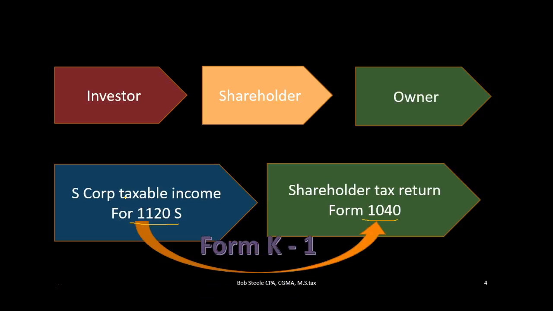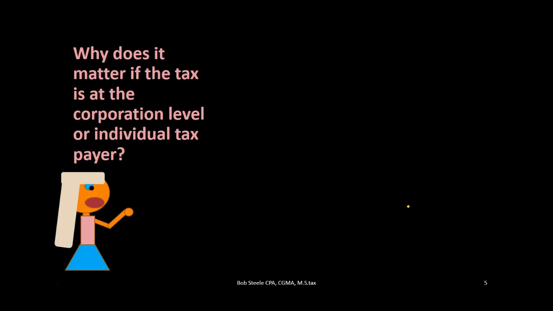How do those two get connected? They get connected with a Form K-1. You can think of it kind of like a W-2 in that the 1120 is going to report on the K-1 the income that's going to be allocated to the shareholders on the Form K-1 that will then be going to the individual's 1040.